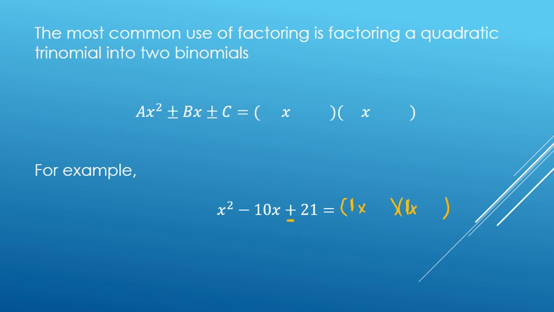Now, what is the sign that we're going to put there? The sign is whatever you have in front of your b value. So here's a minus. That tells me that I'm going to have the same sign here and here. What's that sign? It's going to be that minus sign.